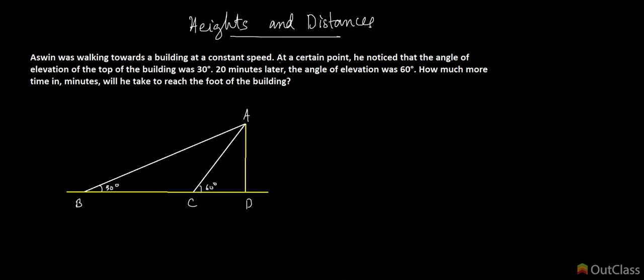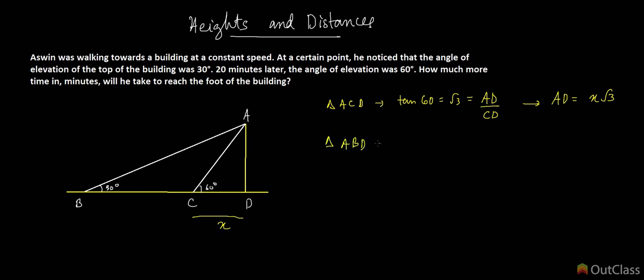So all you gotta do is take this as X, and then AD will be, so what you have in triangle ACD, tan 60 is root 3 is opposite by adjacent. This would give you AD is equal to X root 3. Then you take triangle ABD, where you have a tan 30, which is 1 by root 3, which is AD by BD. Cross multiply and you'll get BD as AD root 3. AD is already X root 3, so you'll get BD is equal to 3X.